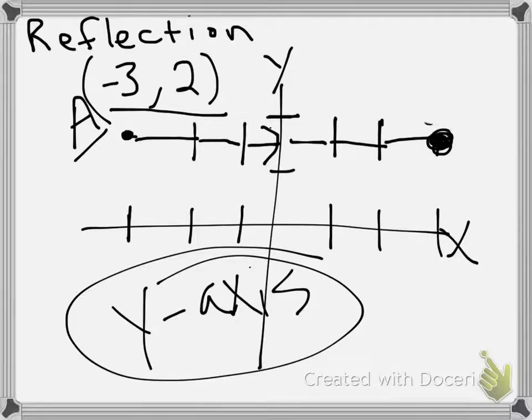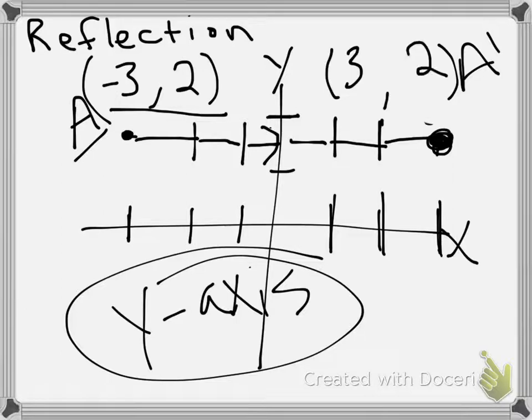Okay? So my new point is A prime, right? And my new coordinate is, well, that's positive 1, 2, and 3. And then I didn't change how far up I was, so it's 3, 2.